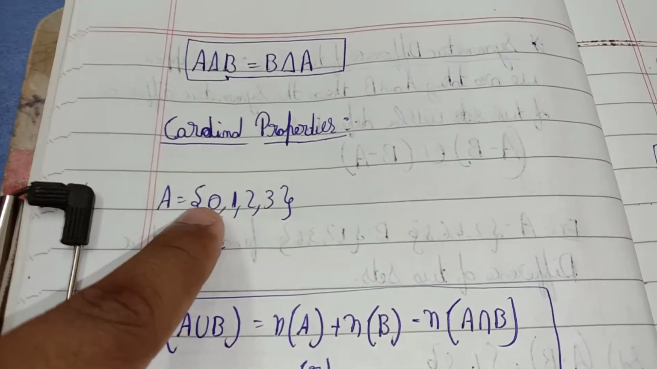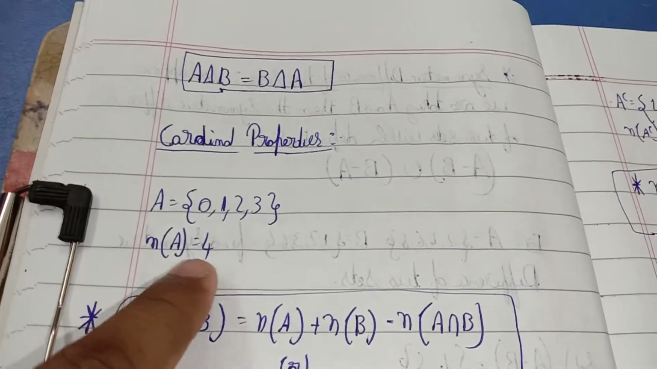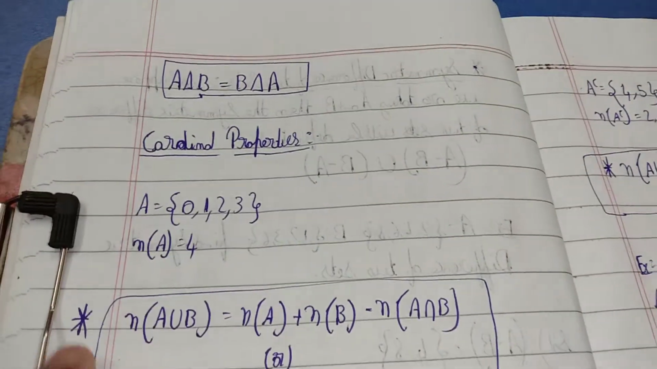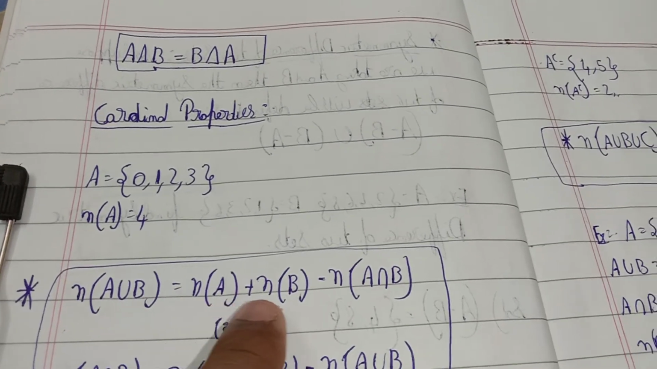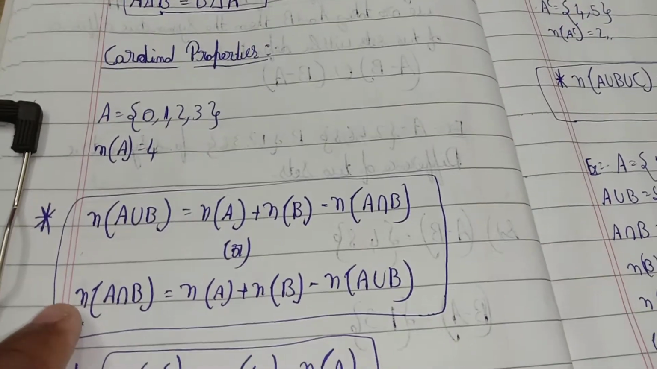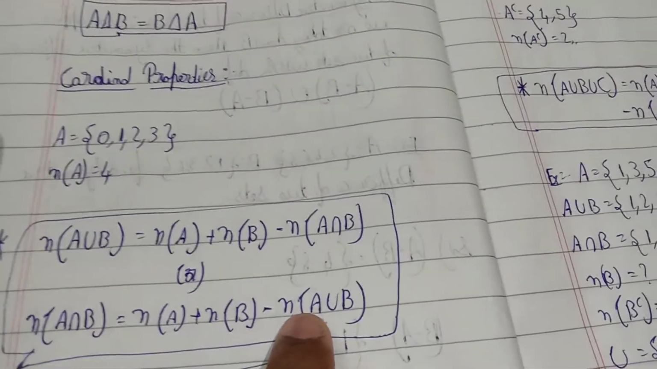Suppose A equals {0, 1, 2, 3}, they gave a set, guys. N of A equals 4. We know that the number of elements in A equals 4, and the formula is N of A union B equals N of A plus N of B minus N of A intersection B, or N of A intersection B equals N of A plus N of B minus N of A union B.